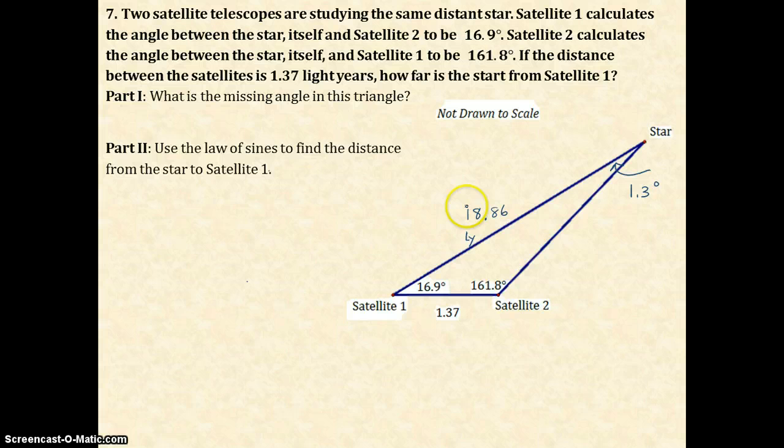So in the interest of time, I won't go through all this. We're using the same methods that we used in the last 2 problems. This one we're using the law of sines, and so I'll just show the answers so that you can check to make sure you're doing this right. The missing angle is 1.3 degrees, and the distance from satellite 1 to the star is 18.86 light years.